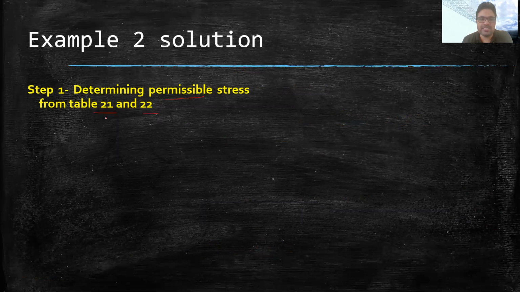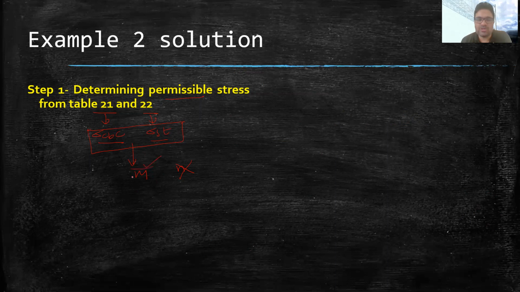Well, table 21 is for sigma CBC and table 22 is for the sigma ST. As you can see, I have already shown those two tables in the IS code to you in the previous 2 examples. But the major thing is, why are we required to find out permissible stresses? Because we are required to find out the value of M. In this case, we will not find out the value of N because N will not be used in this problem, but M will be used.